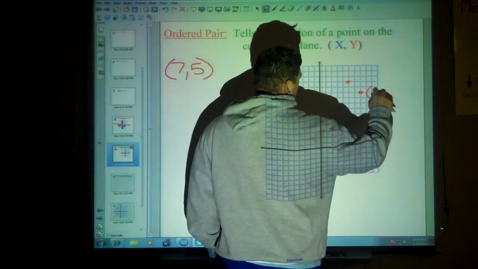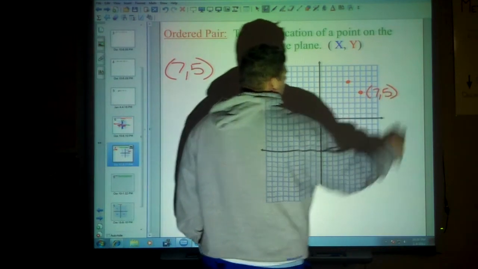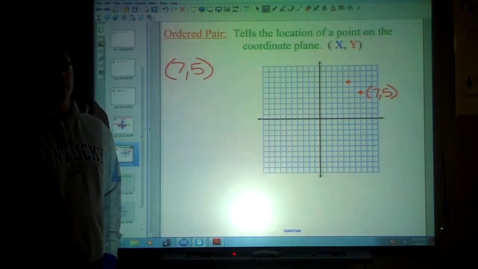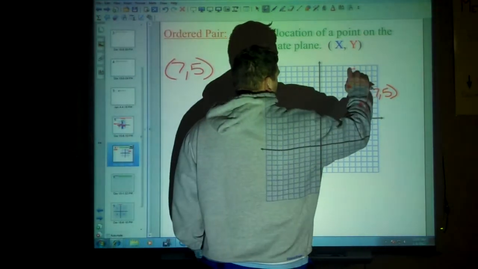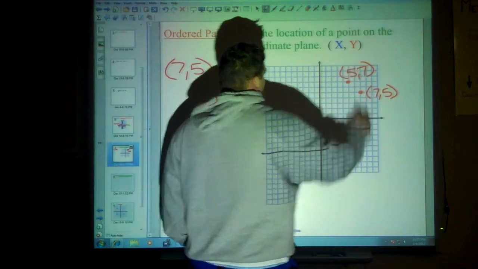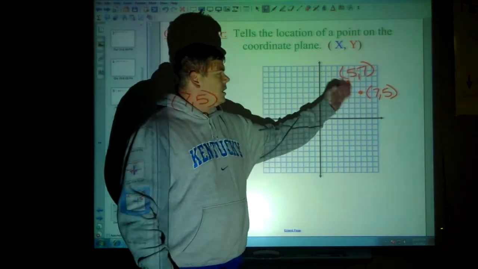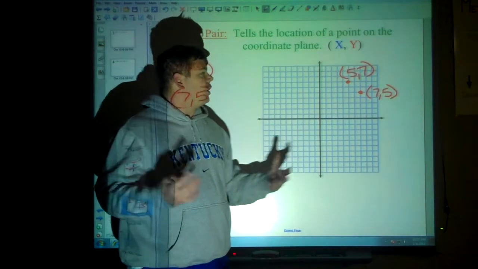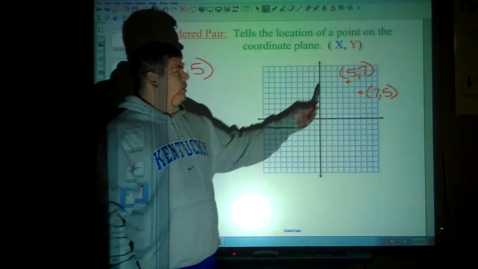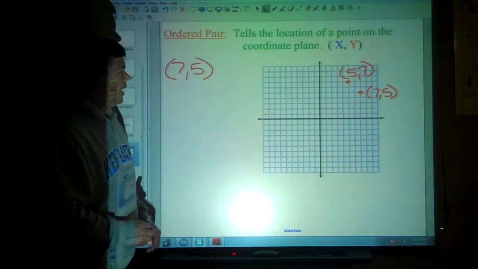So this is actually the coordinate 7, 5. That is the right spot. This coordinate is at 5, 7. Now you can see that makes a big difference. It's not off by a ton, but what if the numbers were larger? You could really be far away from where you should be. So coordinates are important that you pay attention to the ordered pair.